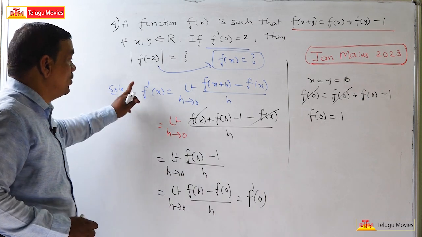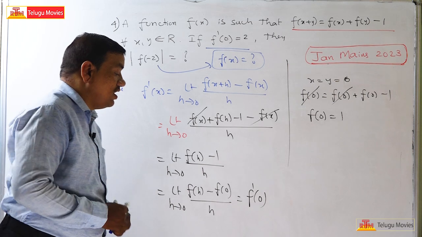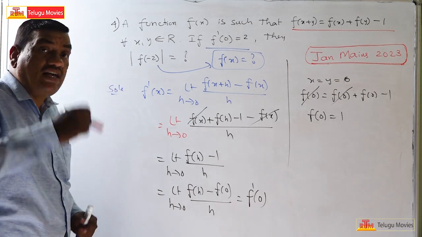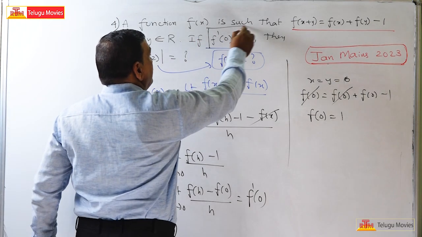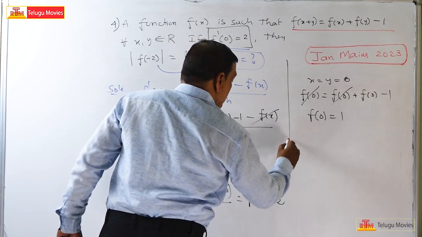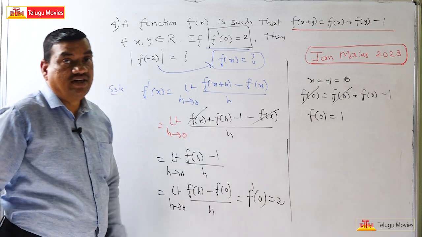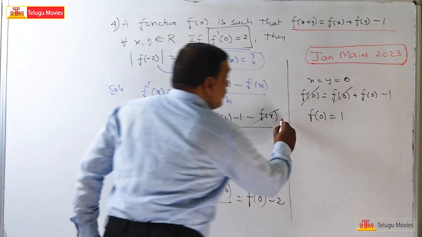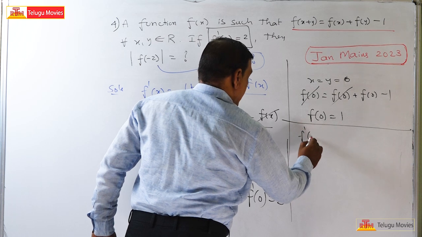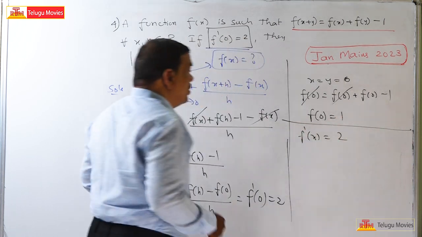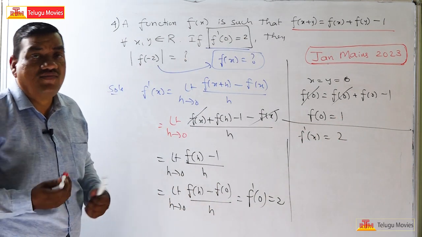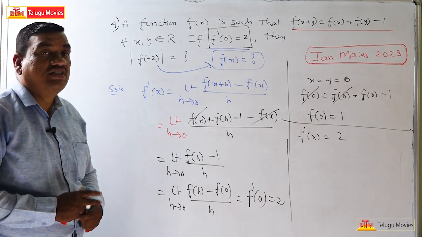Okay now, so f dash of x is equal to how much did we get? The value of f dash of 0 is given. It is given as 2. So we make use of this result, f dash of 0 is equal to 2. Therefore, ultimately f dash of x is equal to 2. From this, can we get f of x? Yes, here f dash of x is there.